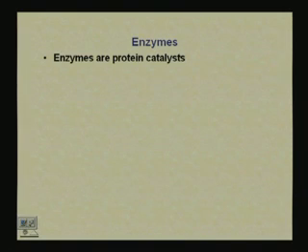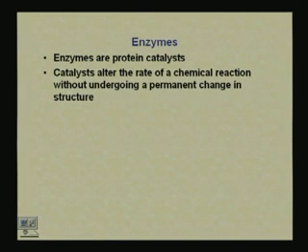Okay, so basically all enzymes are protein catalysts. Okay, they're protein catalysts in that they are catalytic in nature, but they are proteins. Okay, and you know about catalysts. What do they do? They alter the rate of a chemical reaction without undergoing a permanent change in structure. So, this is exactly what the protein is going to do also. We will see how exactly it does that. It is going to change the rate of the chemical reaction, but the protein itself is not going to undergo any change, even though it is going to bring about a drastic change in the reaction.